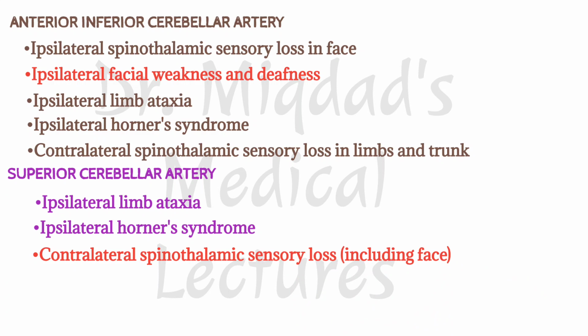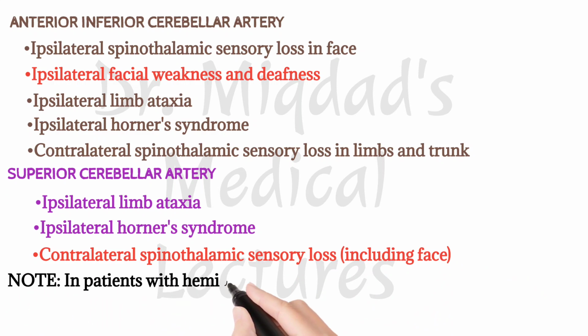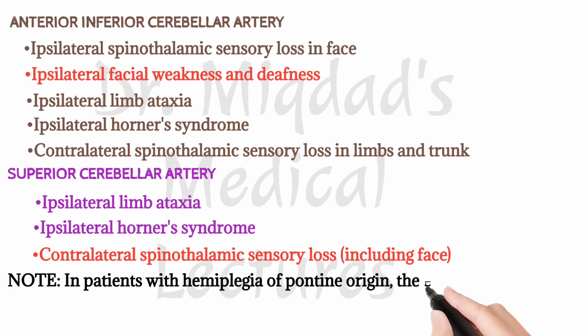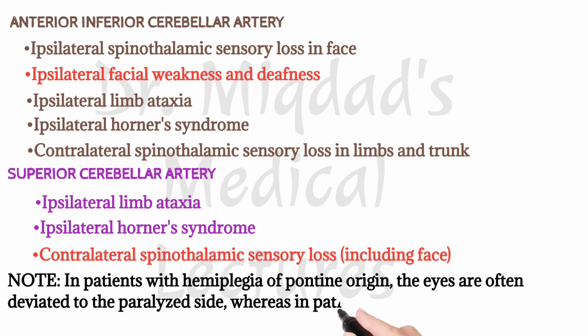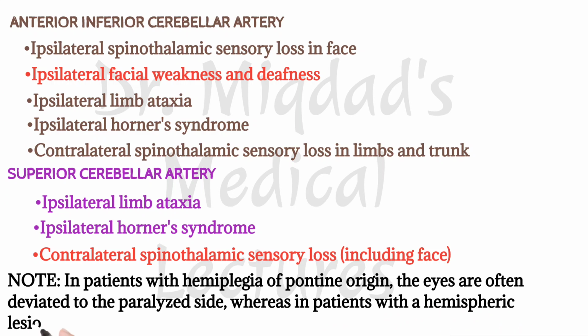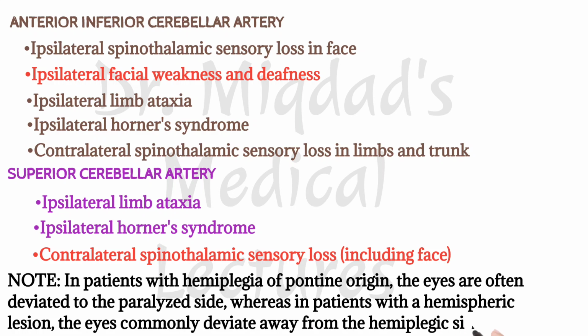Now I am finishing today's lecture with a note that if the hemiplegia is of pontine origin, the eyes will point towards the paralyzed side, whereas in case of a hemispheric lesion, the eyes will deviate away from the hemiplegic side. So that's all for today.